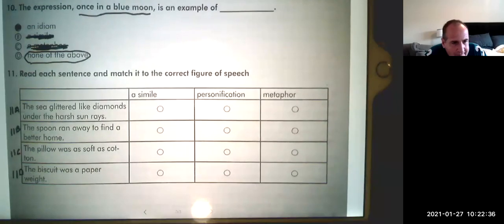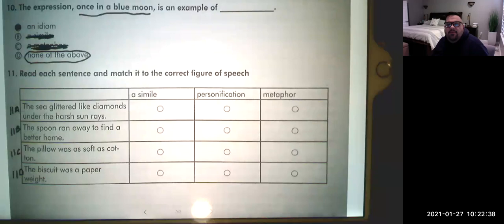Number 11 says, read each sentence and match it to the correct figure of speech. So I'm going to read the first one, and then you can pause the video. You know when to pause before Mr. Spina explains. So Mr. Spina, 11A says, the sea glittered like diamonds under the harsh sun rays. Pause. All right, Mr. Spina, what do you think?